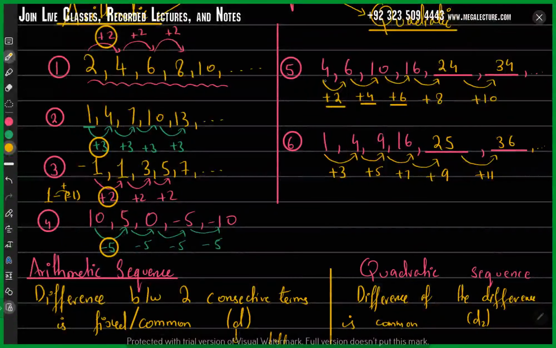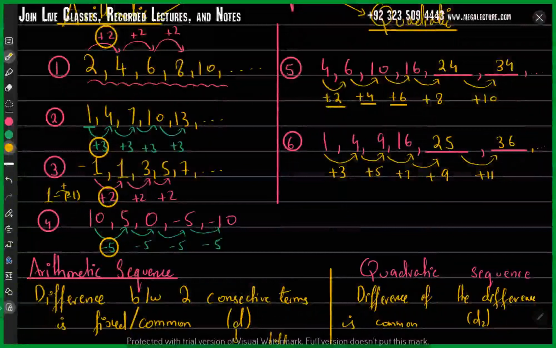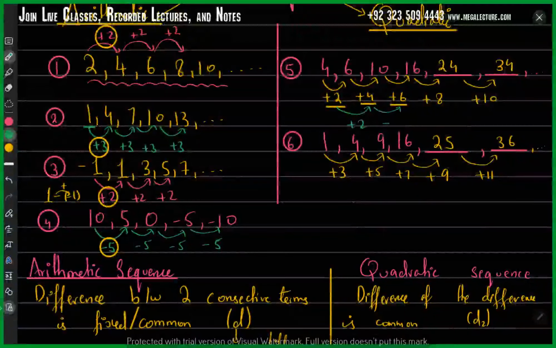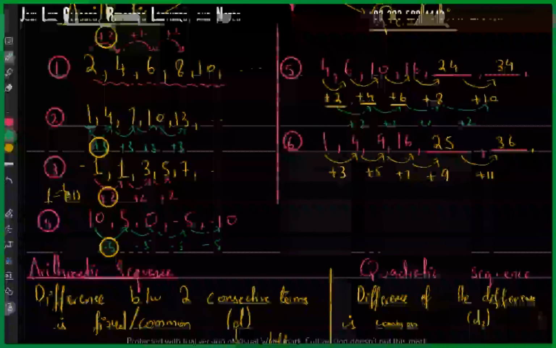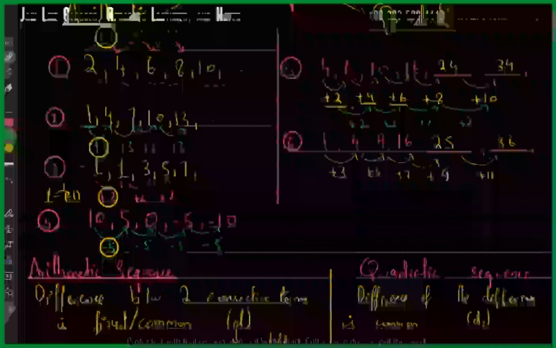4, 6, 10, 16, 24, 34. This is a sequence. What are the differences? 2, 4, 6, 8, 10. And if I once again find the difference between these, positive 2, positive 2, positive 2, and again positive 2. So this means difference of the difference, right? This is your first difference. And then if you find the difference of the first difference, that is going to be fixed.